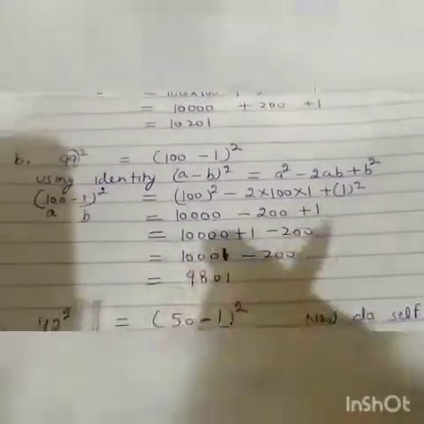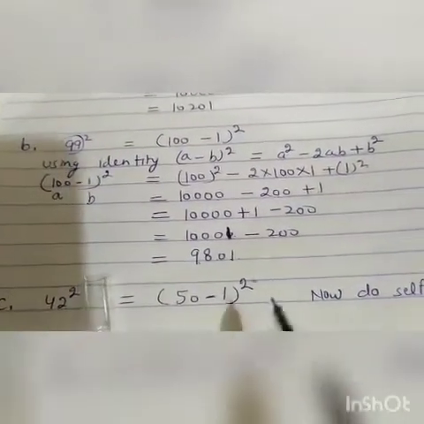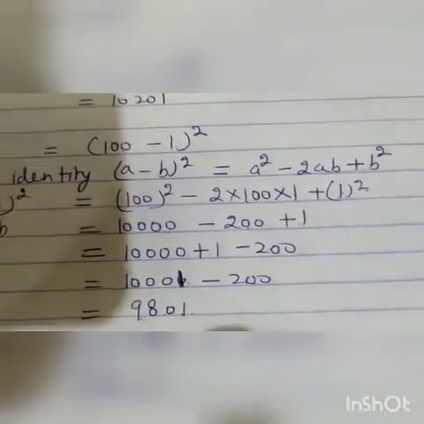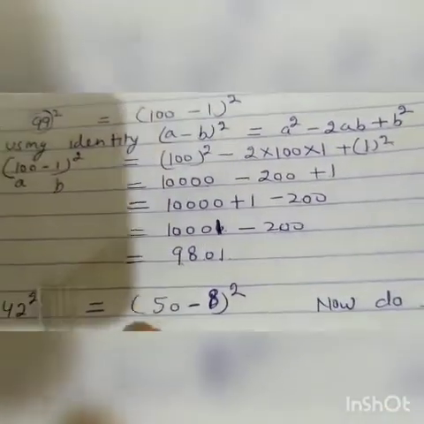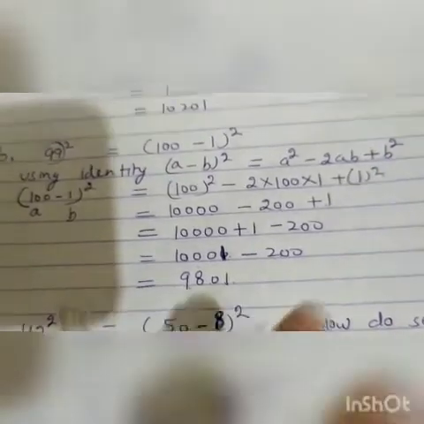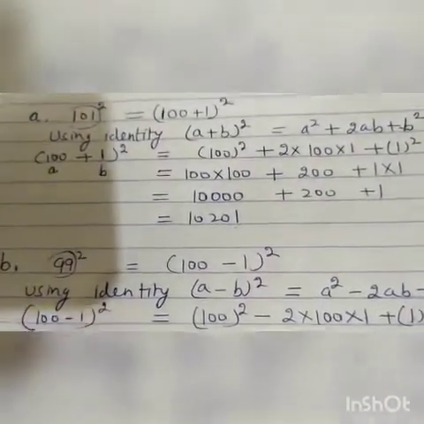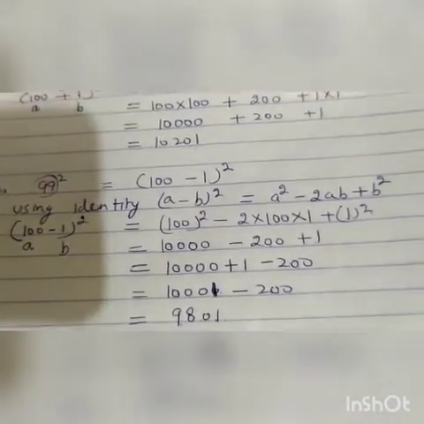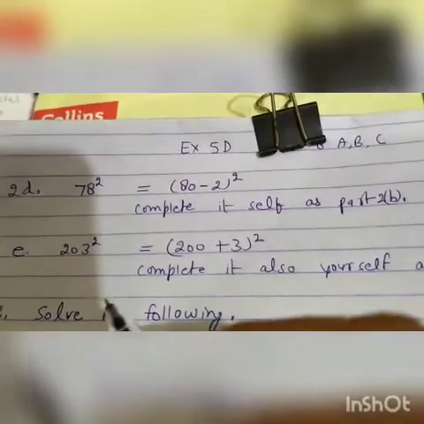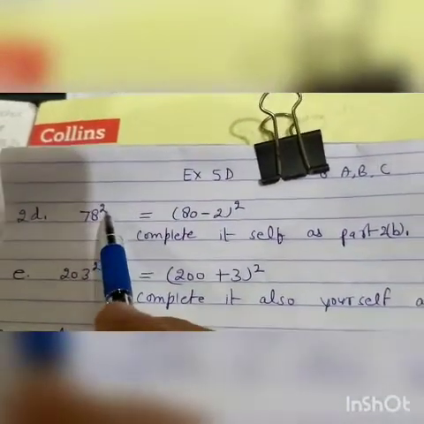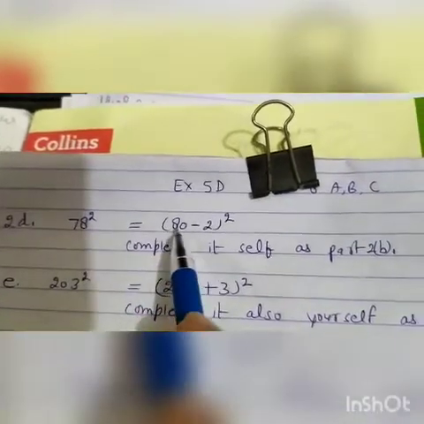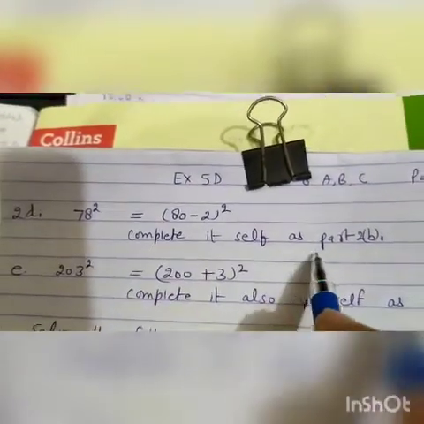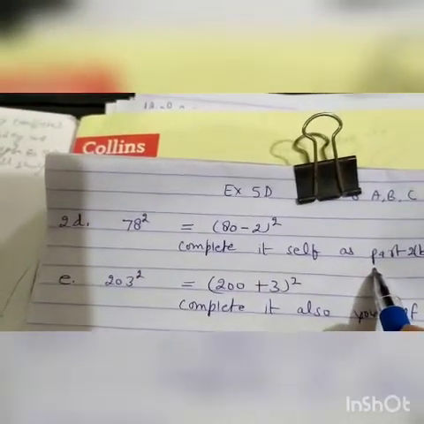Now next C part, 42 square. 42 square we can write as 50 minus 8, (50 − 8) square. Now do it yourself as we did part B. Same as that. Clear? Now D. D part is 78 square. We can write this 78 as 80 minus 2. This square is here. So complete it yourself as we did part B.